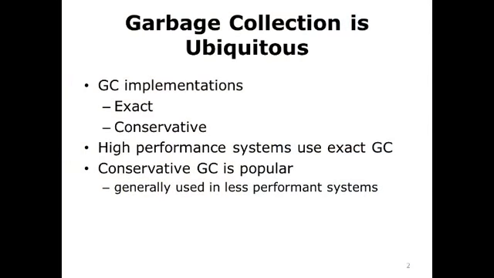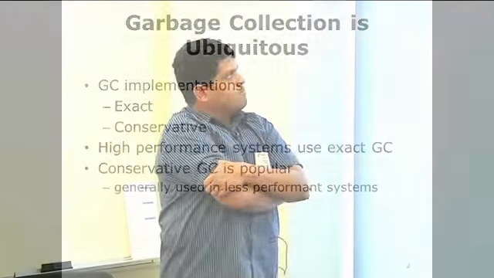So garbage collection is ubiquitous. GC implementations have two stark choices. They can either be exact or they can be conservative. In the current scenario, most of the high performance systems use exact GC. On the other hand, conservative GC is also very popular, but there is a problem. It's generally used only in less performance-critical systems.